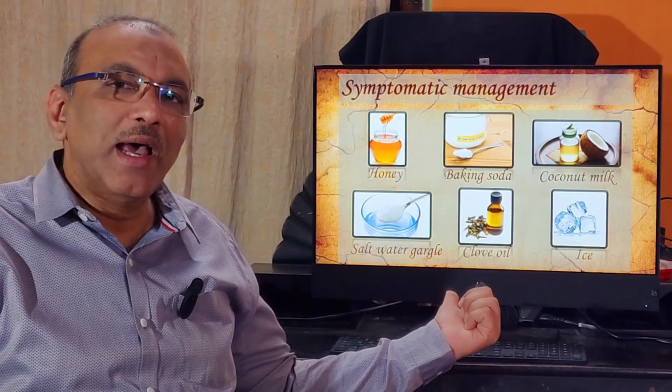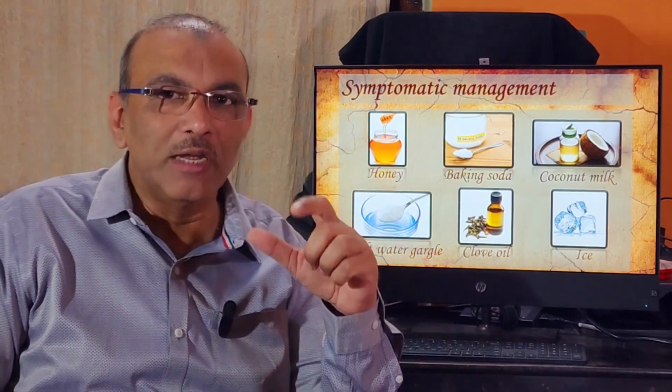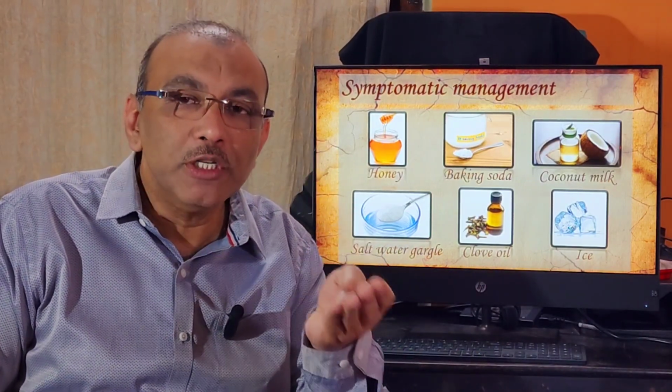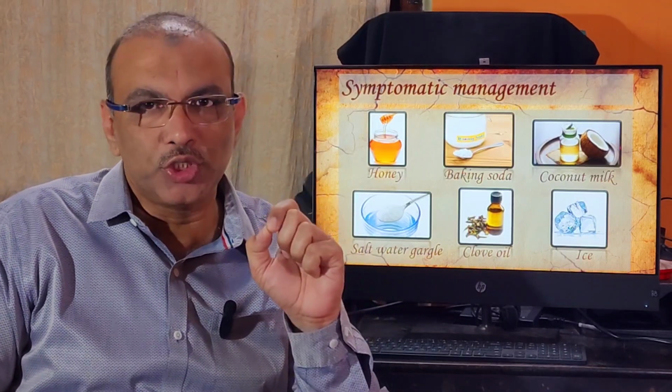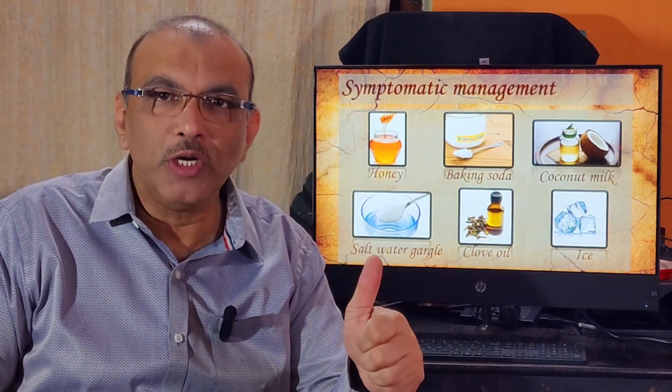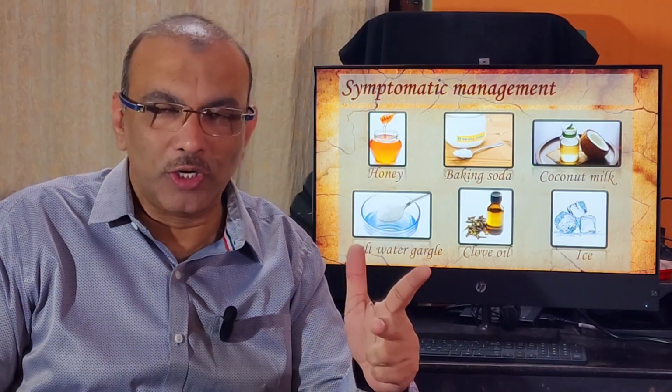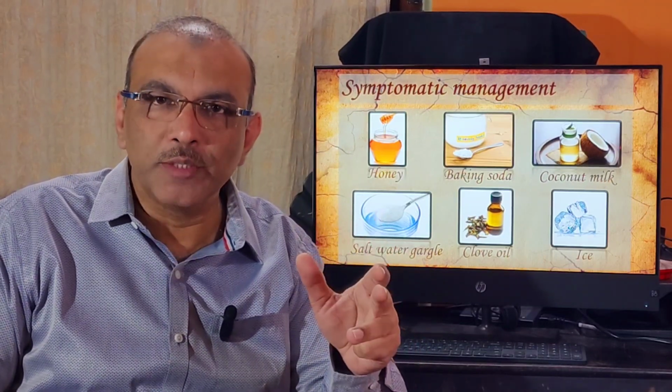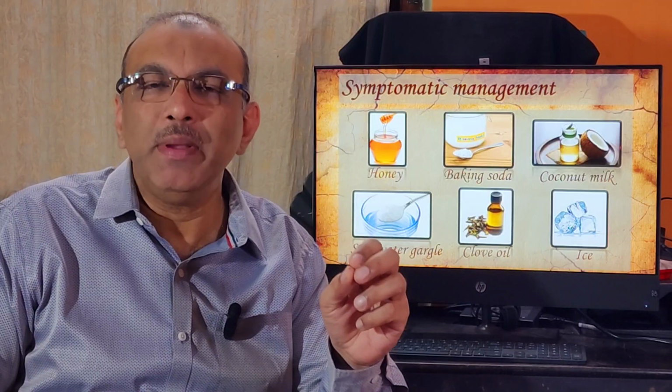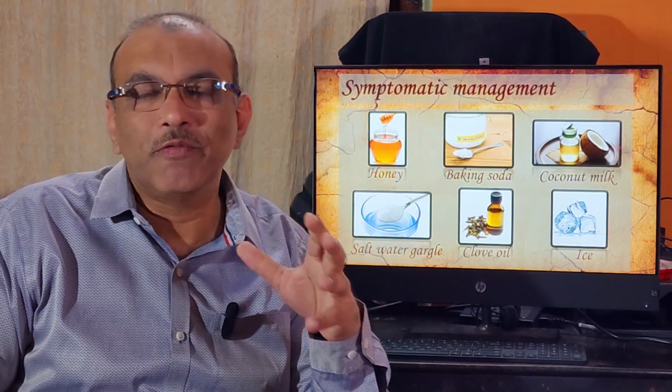If it is salt water gargle, it will be 1 glass of water, 1 tablespoon of salt, non-iodized salt, or you can use rock salt, pink salt, or Himalayan salt. Why I am saying non-iodized? Because iodized salt, maybe it can irritate the ulcer, so you'll find some discomfort.